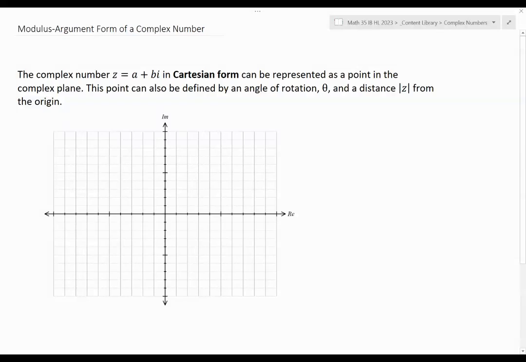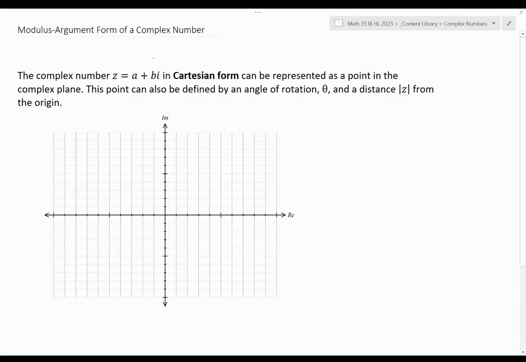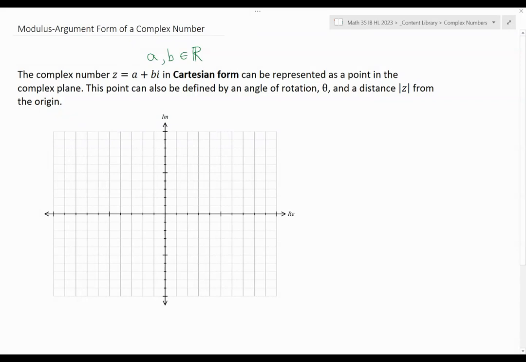Hello. In this video, we're going to look at a couple of different ways that we can represent complex numbers. So if I start with the idea that a complex number is z equals a plus bi, now in this we are assuming that a and b are real numbers, then a is the real part of z and b is the imaginary part of z.